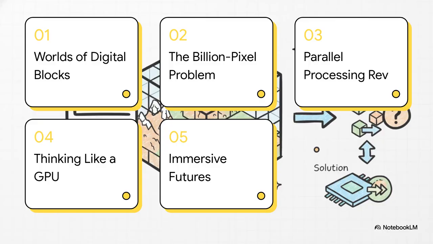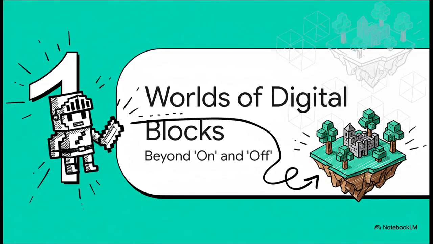So here's the game plan for this explainer. We're going to start with the simple beauty of these digital blocks. Then, we're going to slam right into the massive hurdle they create, what I'm calling the billion pixel problem. After that, we'll see how a total revolution in hardware came to the rescue, how we literally had to learn to think like that hardware. And then, finally, we'll look at the incredible things all this hard work makes possible right now. All right, let's start at the beginning.